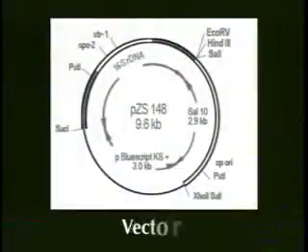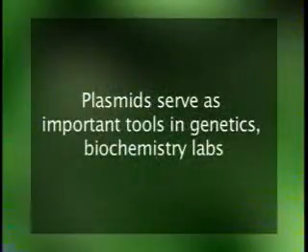Plasmids used in genetic engineering are called vectors. They are used to transfer genes from one organism to another and typically contain a genetic marker conferring a phenotype that can be selected for or against. Plasmids serve as an important tool in genetics and biochemistry labs, where they are commonly used to multiply or express particular genes. Many plasmids are commercially available for such use.